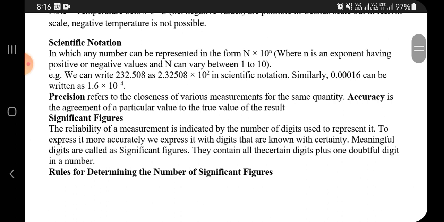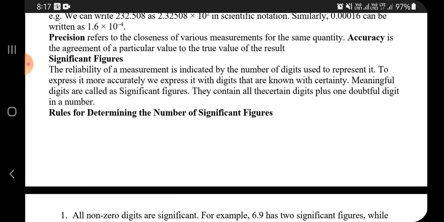Then scientific notation, in which any number can be represented in the form of N × 10^n, where n is an exponent having positive or negative values, and capital N can vary between 1 to 10. Precision refers to the closeness of various measurements for the same quantity, and accuracy is the agreement of a particular value to the true value of the result.